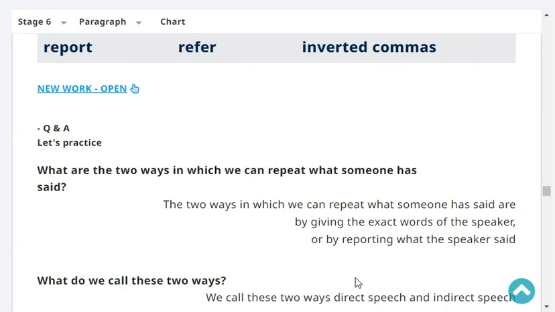Very good. Okay, what are the two ways in which we can repeat what someone has said? The two ways in which we can repeat what someone has said are by giving the exact words of the speaker or by reporting what the speaker said. Very good.